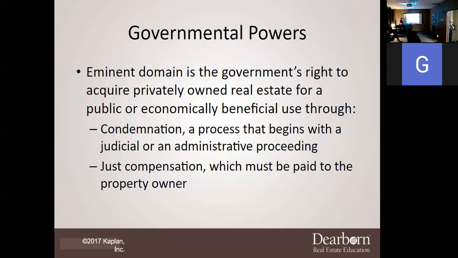Okay. So again, this is another way. This is the second part of P. You have P for police power, E for eminent domain, right? So when we talk about these things, 99.99999% of the time, this is where they're going to get you. What's that word right there, Mr. Grossman? Government's right.